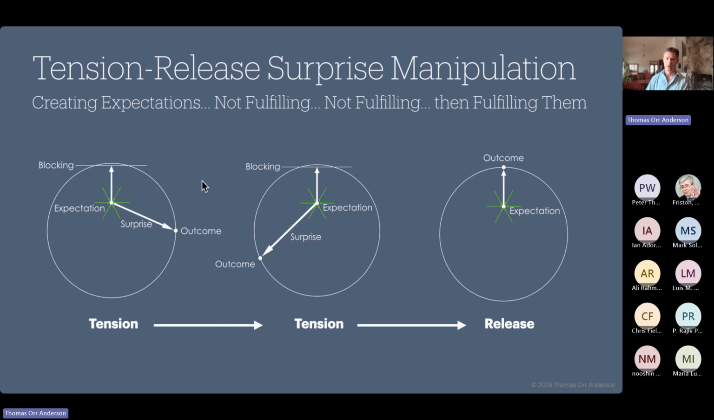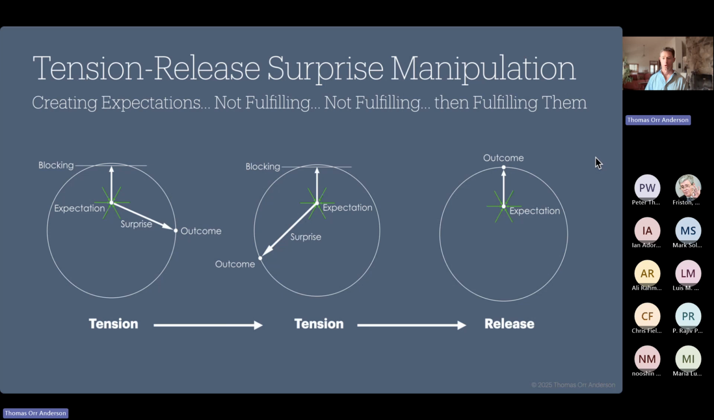Another class of practices that are nicely modeled in this simple cartoon is this tension release surprise manipulation. This is actually really useful in therapeutic contexts, such as sound therapy. You're doing exactly the same thing as the previous slide. You're creating an expectation and then blocking it, creating an expectation and then blocking it. And then finally, you give them the outcome. So you're building this psychological tension as attention is gathered toward this expectation and pulled outward, but then blocked. And then you finally give it to them. And there's a release of internal tension and anxiety that can be incredibly powerful. There are many different circumstances that utilize this very skillfully.